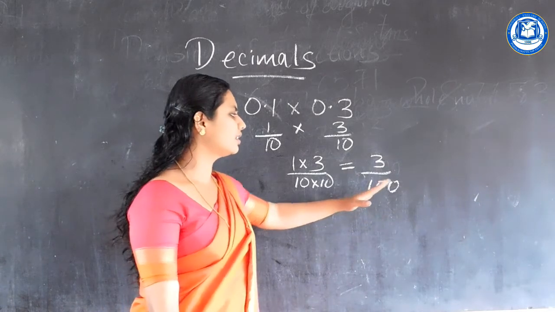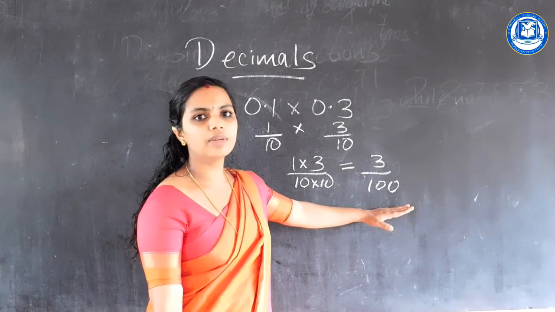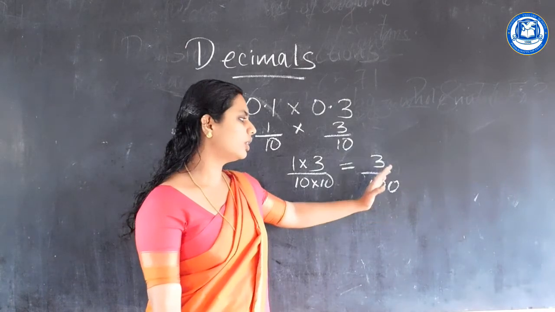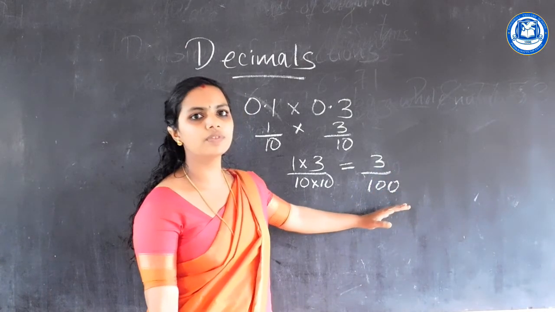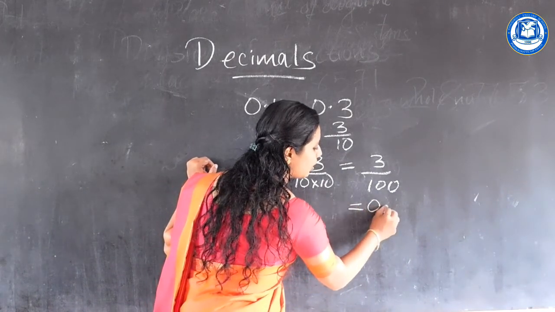How will we change it? Here the denominator is 100, so after the point there must be two numbers. So this will change into 0.03.